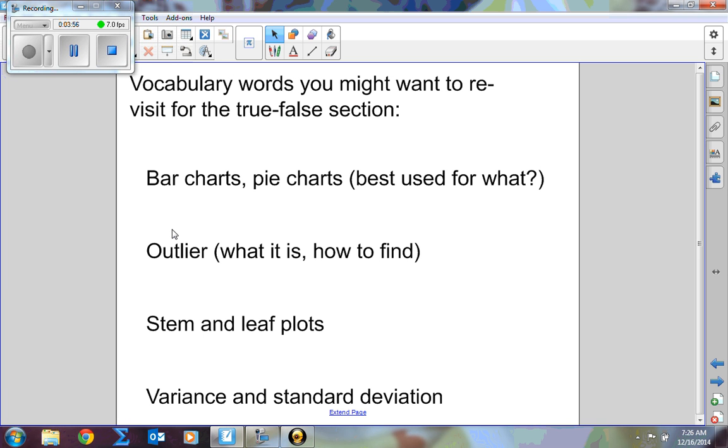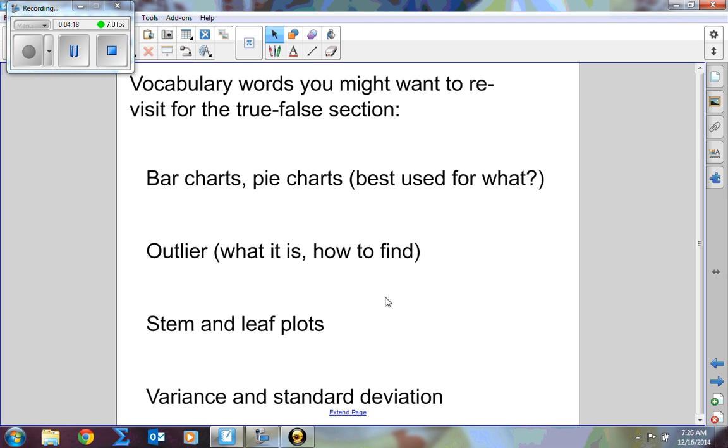You'll want to know what an outlier is, and you'll want to know how to find an outlier. And remember, we use the 1.5 IQR rule. You'll want to be familiar with stem and leaf plots and what they look like, how to read the key, and how to construct them.